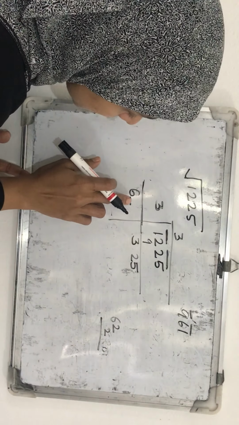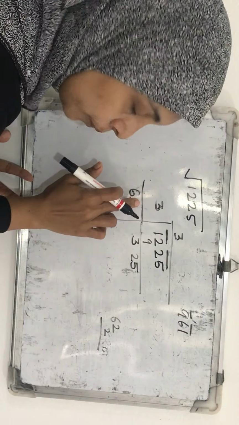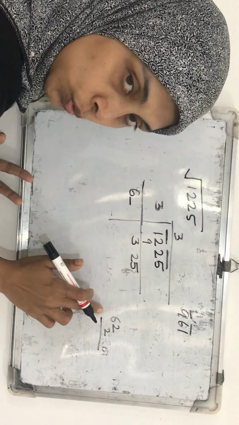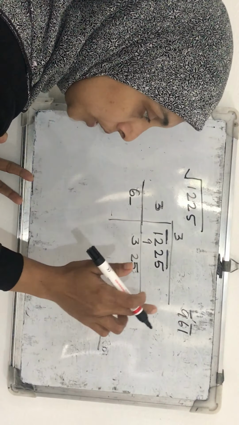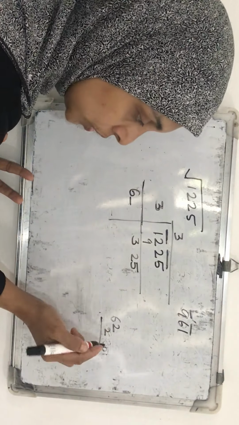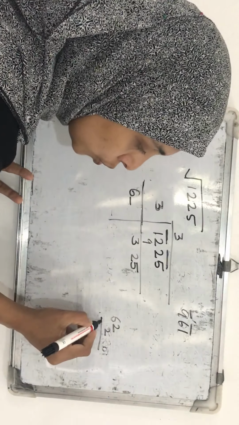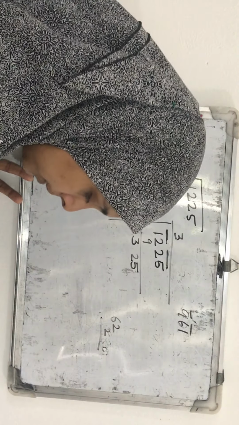Suppose I write here 2 after 6, then 62 will be that number. Then we want to multiply 62 with 2, because I write the digit 2 here. So we multiply with 2, then what will be that number?